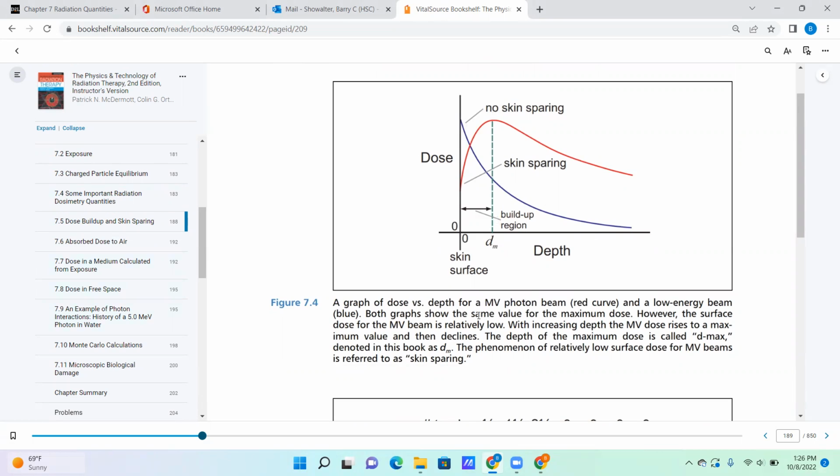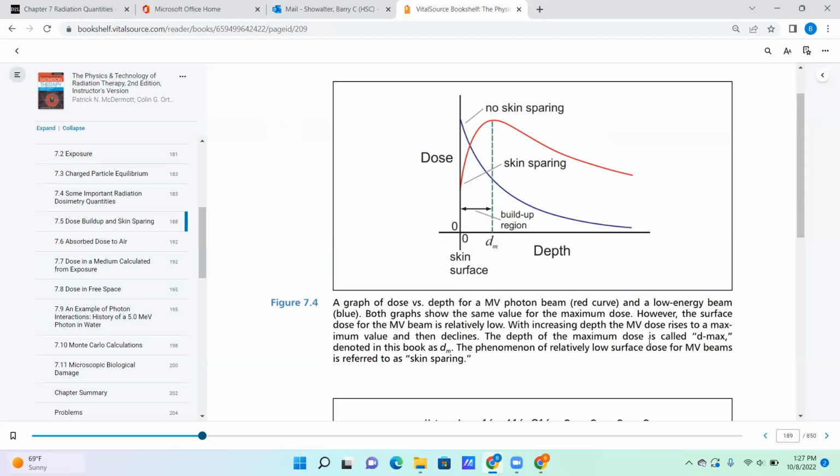Both graphs show the same value for the maximum dose. So you can see, this is the low energy beam here, so you can see the maximum dose here, and this is the high energy beam, so you can see the max dose here. The surface dose for the MV beam is relatively low. With increasing depth, the MV dose rises to a maximum and then declines.